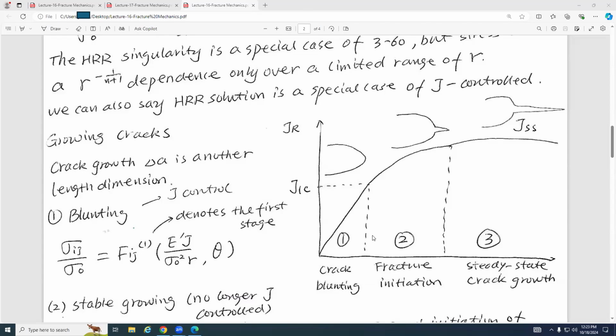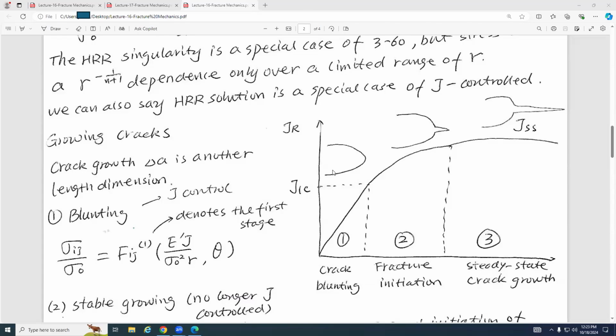You need to know why we have blunting first. Can somebody tell me why we have blunting first here? Bobby? Is it because of plasticity? Yeah, plasticity. I want you guys to write down now why we have blunting. Because before the crack grows, there is plastic deformation in front of the crack tip. This plastic deformation can consume additional energy. That's the reason you need to go this way.